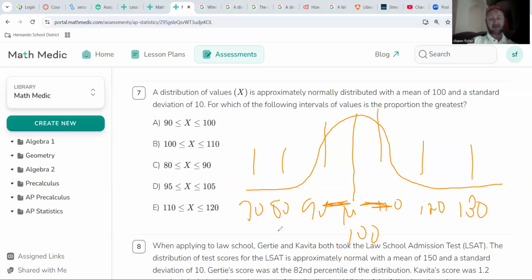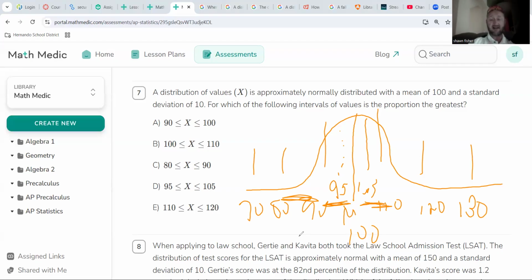So what about from 80 to 90? Well, that's greater than 80 and less than 90, kind of far away from the mean. I'm looking for something really, really close to the mean. Well, how about 95 to 105? That's very close to the mean, 5 steps in either direction from the mean.